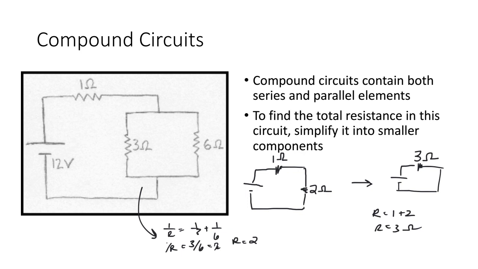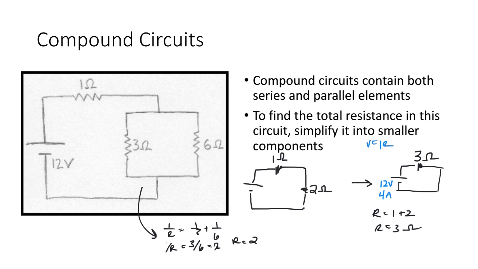If you wanted to, you could take it one step farther and you could say, all right, I know that the total voltage is 12 volts. The total resistance is 3 ohms. You could use V equals IR to find the total current. And you could say, all right, well, the total current is going to be 4 amps.